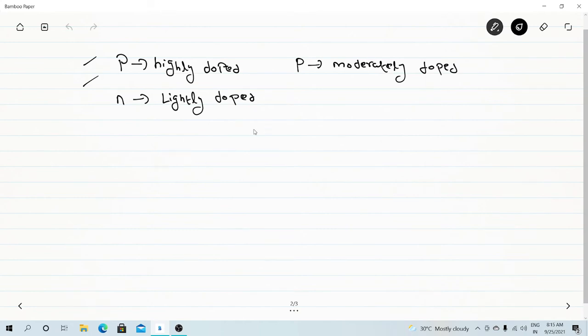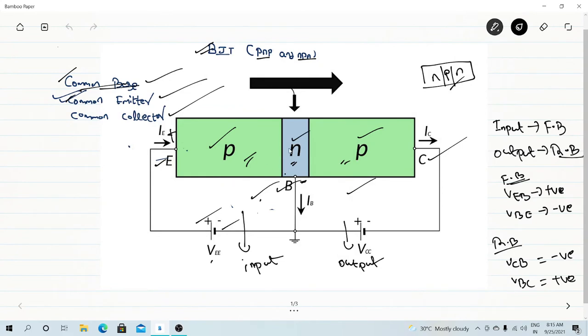Okay, so we will mainly focus on this side, which is lightly doped. When it is lightly doped, it corresponds to low conductivity, high resistance. As a result, so let's go to the block diagram. As a result, it is lightly doped, so the resistance will be very high.